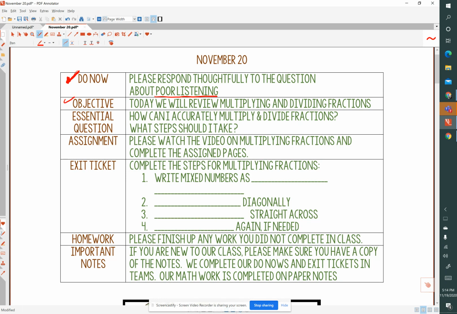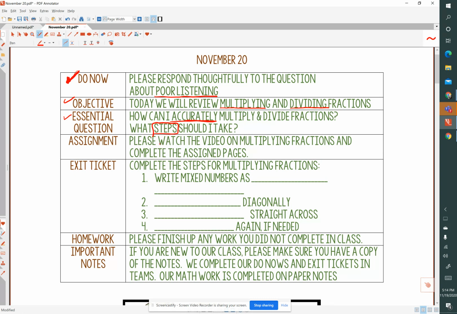Our objective today will be to review what we've been working on with multiplying and dividing fractions. Our essential questions today ask, how can I accurately, remember, mistake free, not rushing, but doing things perfectly as we can? So, how can I accurately multiply and divide fractions? And what steps should I take? I always say that we can break math down into a few steps and we can all learn it. We can all excel at this.